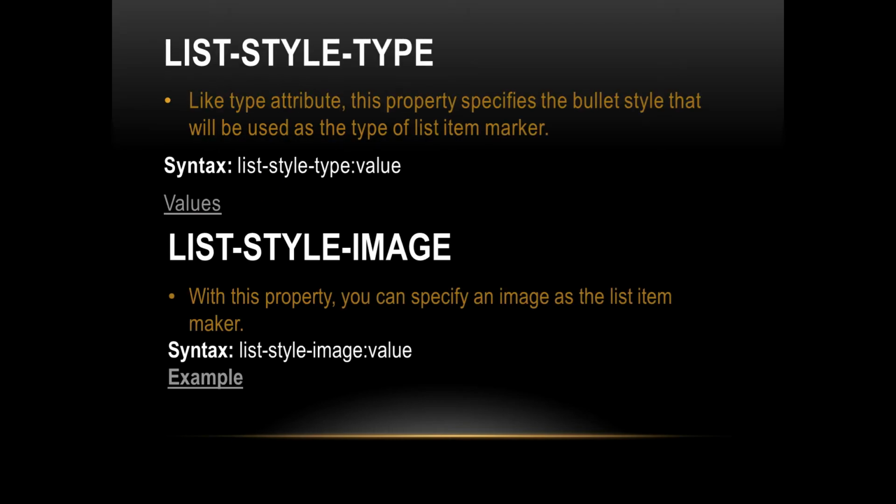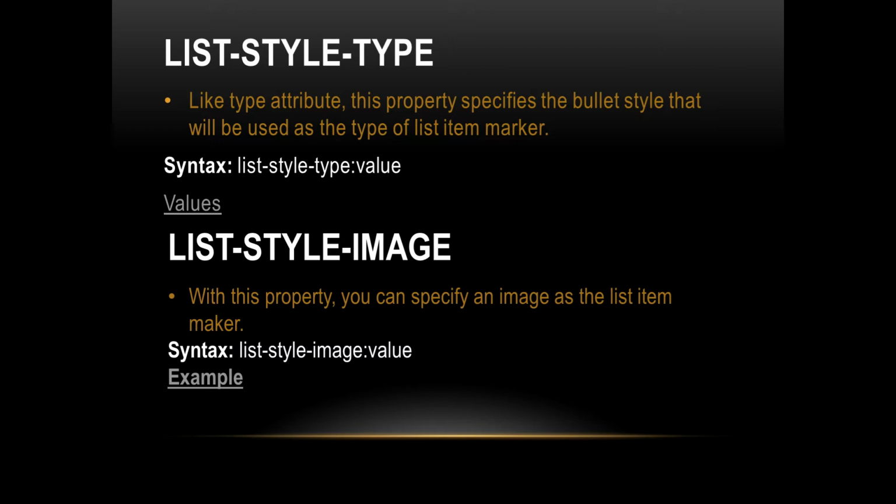So the first property is list-style-type. Now, as we have discussed in the previous video, type mentions which type of bullet or number value you are going to use to represent your list. So like the type attribute, this property specifies the bullet style that will be used as the type of the list item. I have mentioned the syntax here, which is list-style-type with hyphens, then colon, then value, and the value can be, for ordered list, decimal, decimal-leading-zero, lower-roman or upper-roman, and for unordered list it can be none, disk, circle or square.